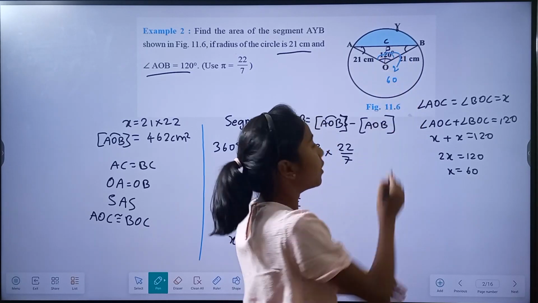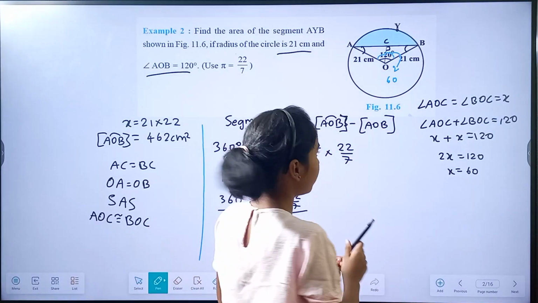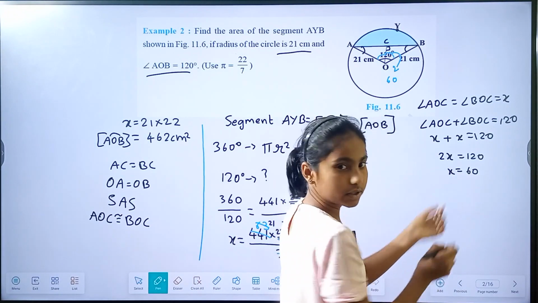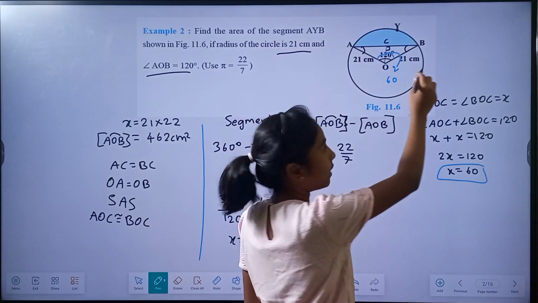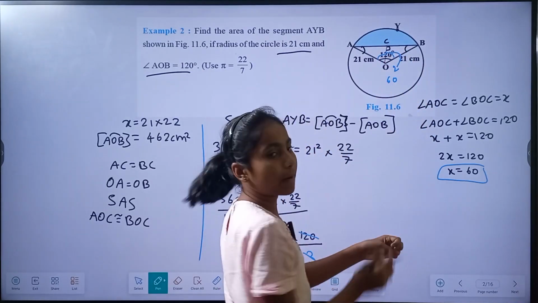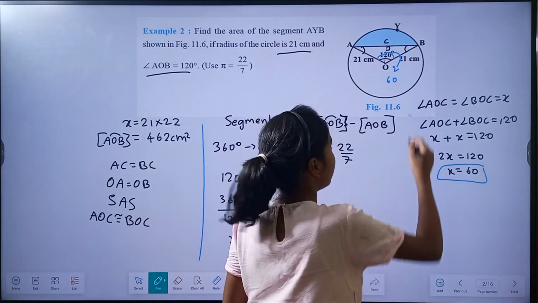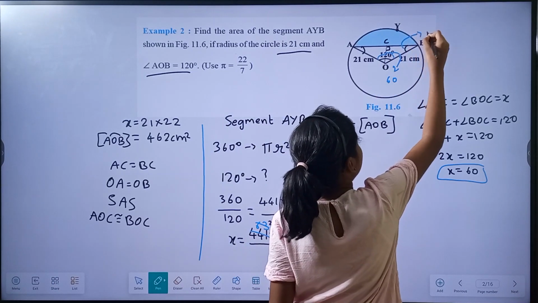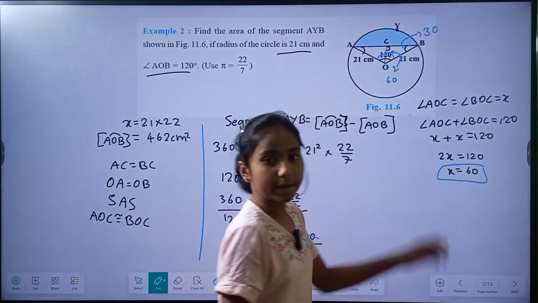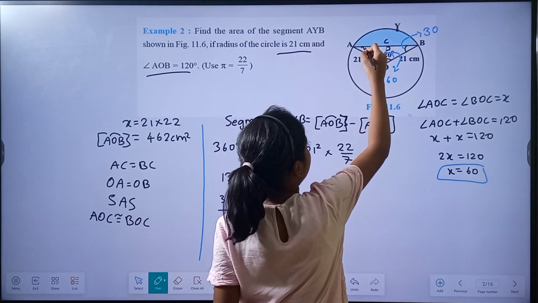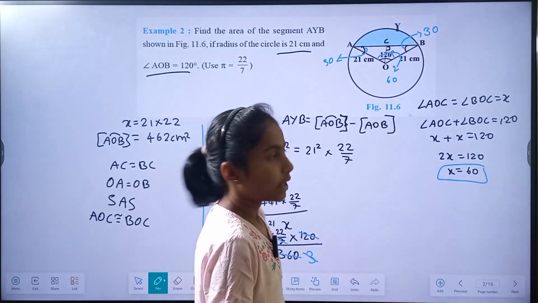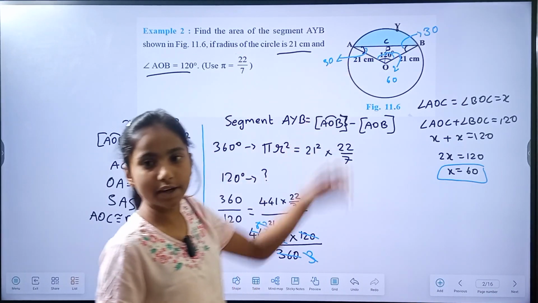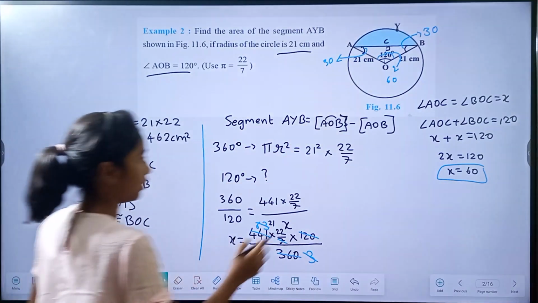60 and 90. By the sum of internal angles of a triangle, we can write this angle equal to 30. That angle equals 30, then this is also 30, because those both are equal. And this angle is also 60. Now we get a 30, 60, 90 triangle.